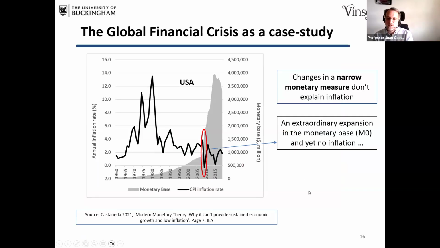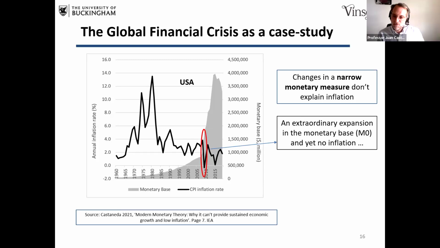Let me use another example, the global financial crisis, as a case study. Here you have the data for the US. The solid line corresponds to the CPI rate of inflation, the consumer price index rate of inflation. And the gray area corresponds to the monetary base, the money created by the Federal Reserve in the US at that time. As you can tell, from 2008 onwards, there was a huge explosion in the amount of money created by the Federal Reserve System. Was that inflationary? Not really. Inflation decelerated and even contracted. So indeed, deflation for a couple of quarters in the US in 2009.